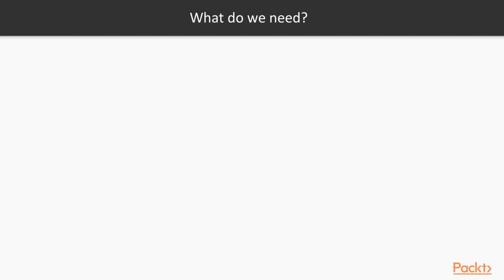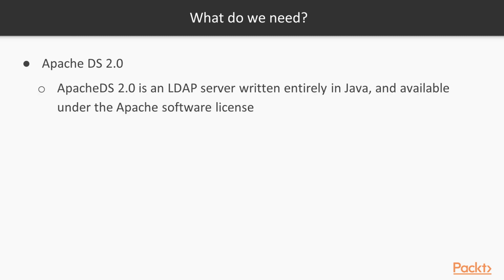So what do we need? First of all, we need Apache Directory Server. The latest version is 2.0. Apache Directory Server is just like other LDAP servers available, like OpenLDAP and Active Directory. Apache Directory Server is entirely written in Java and it's available under the Apache Software License as freeware.